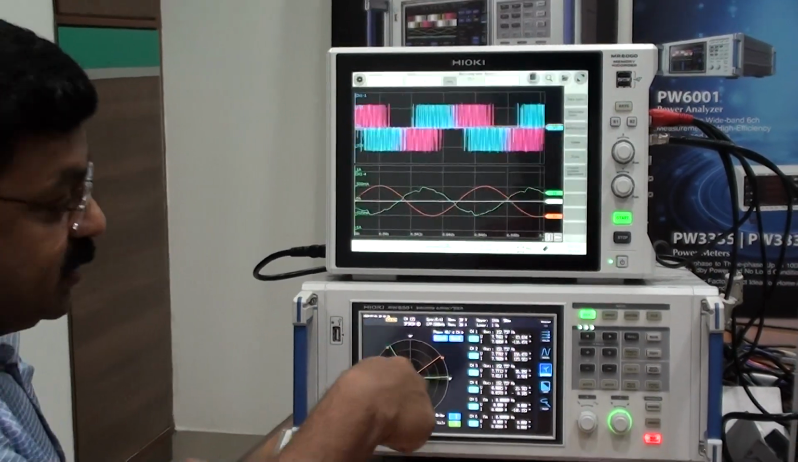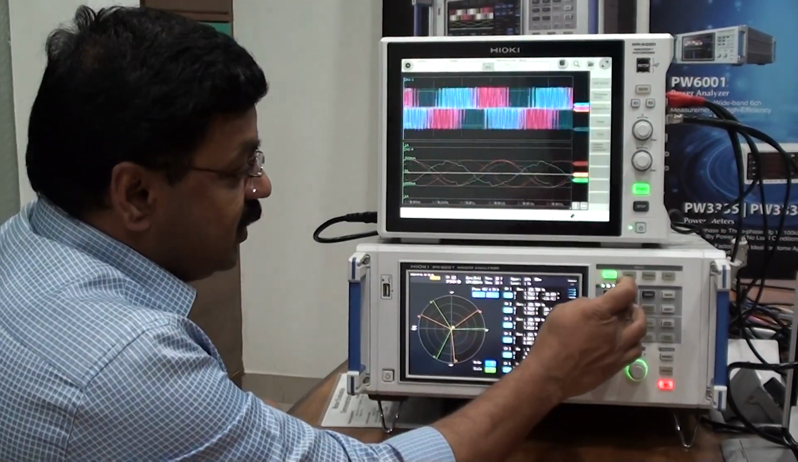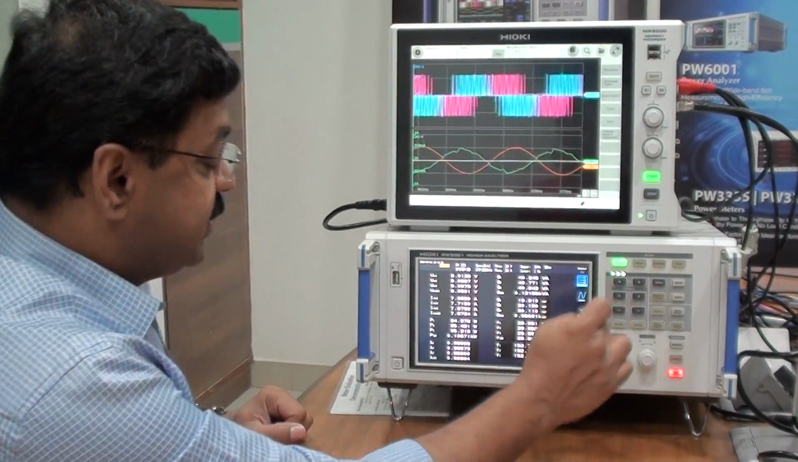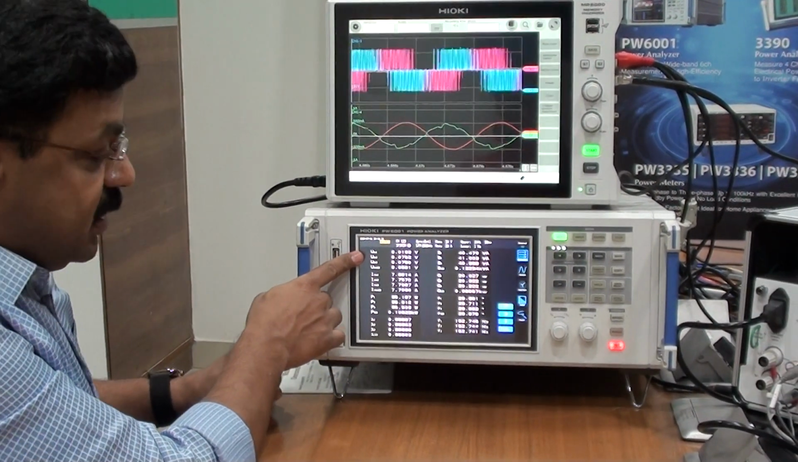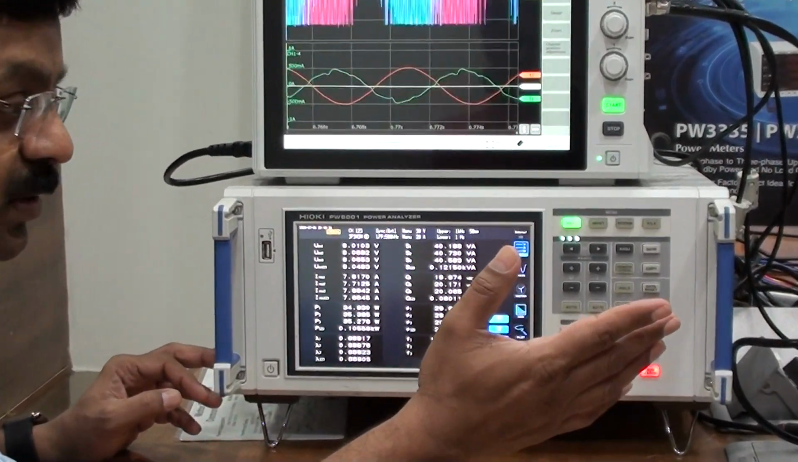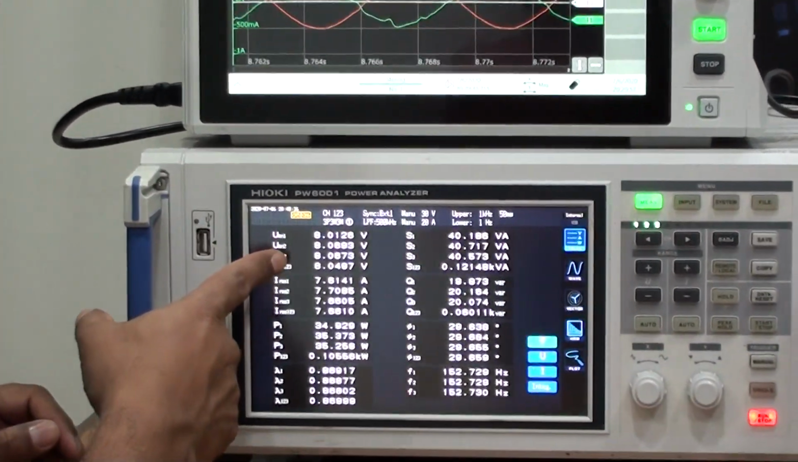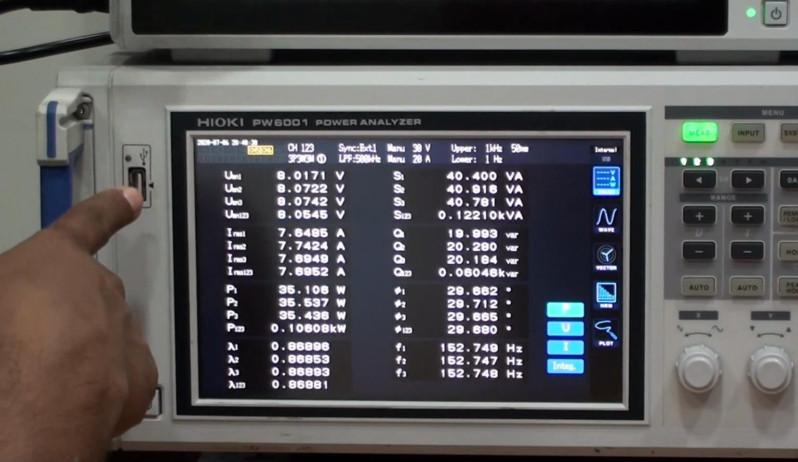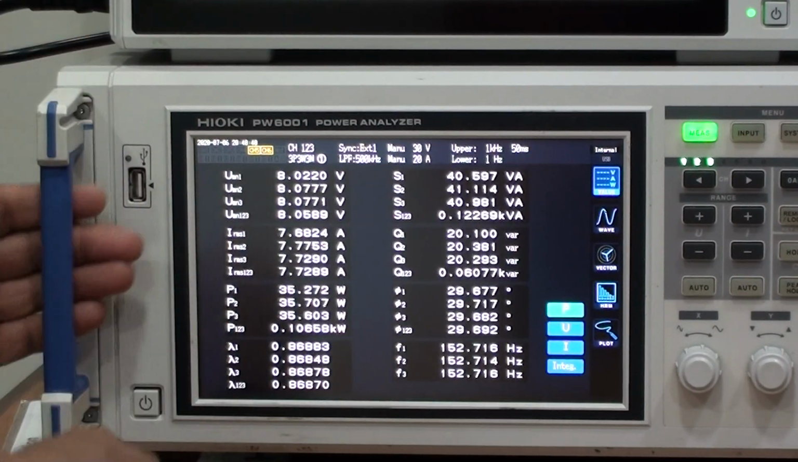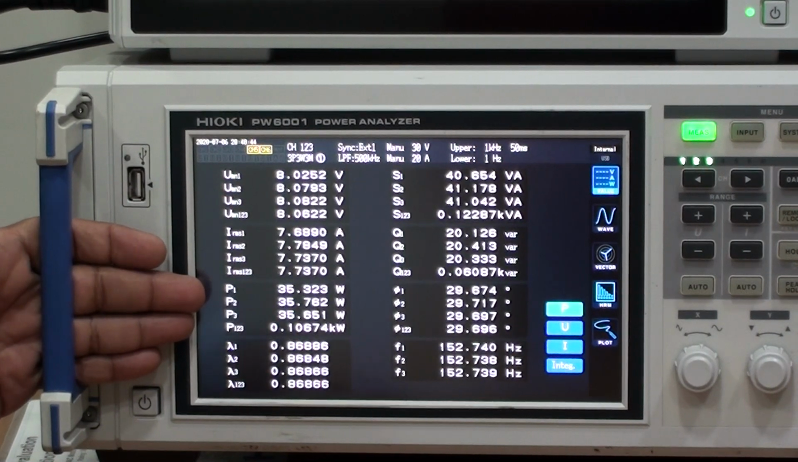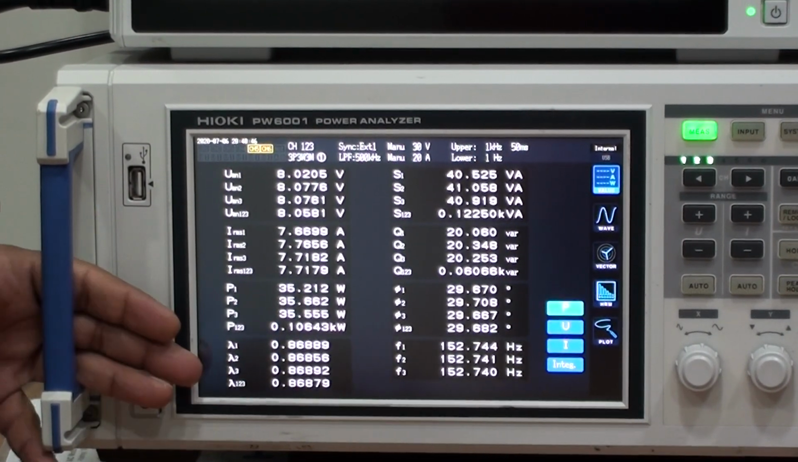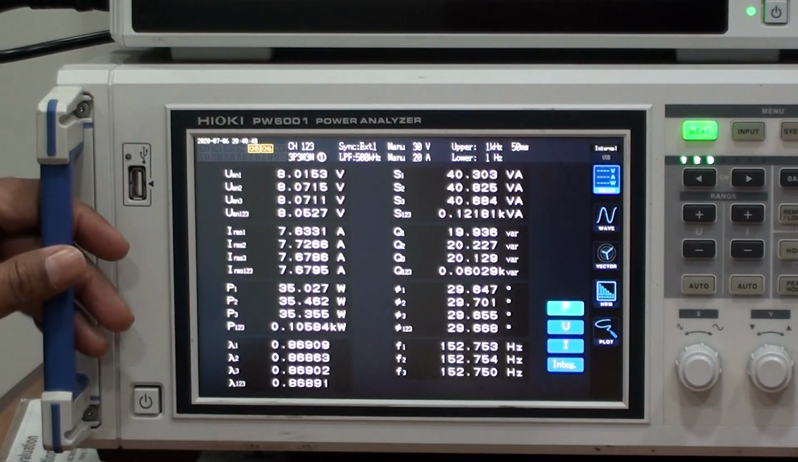And coming back to the power analyzer, you could see here the measurements. We have the voltage mean. As you know, for the drive you have to employ a mean method of voltage calculation because it's a PWM. And we have an RMS current. We have a power that is about 35 watts for each phase, and power factor, like you see.